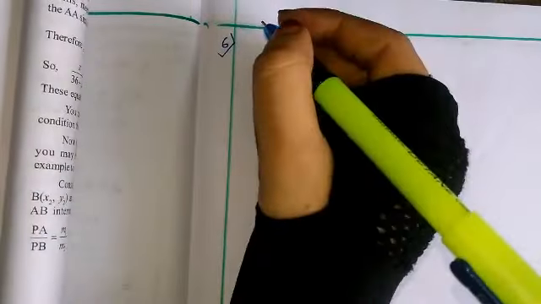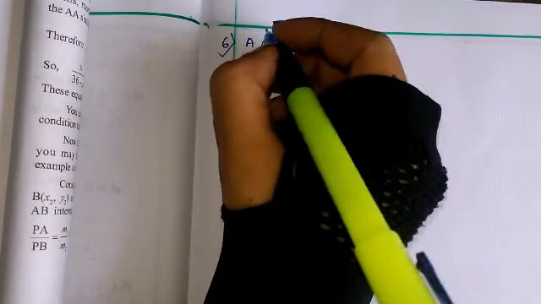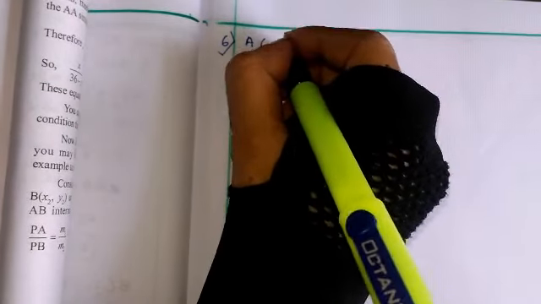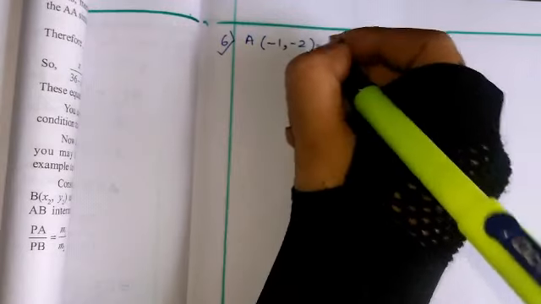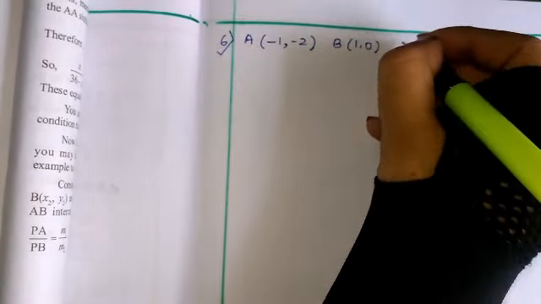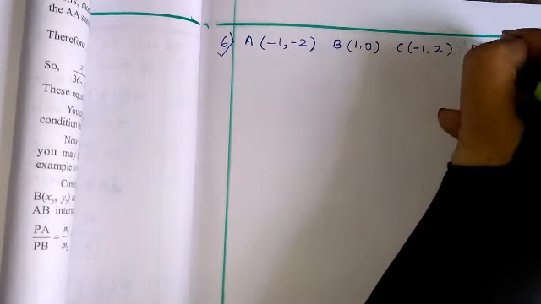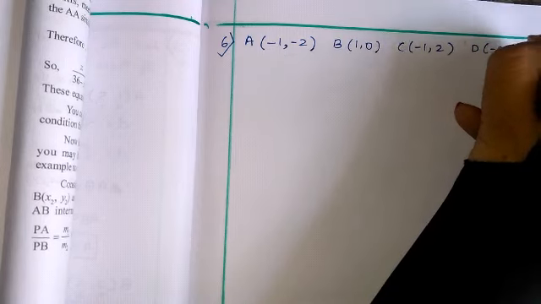Sixth one. Let me write the points. I'll give the name also. Let the points be A (-1, -2). I'll give this as B (1, 0). C (-1, 2), and D I will give as (-3, 0).